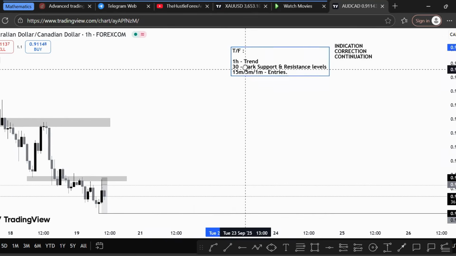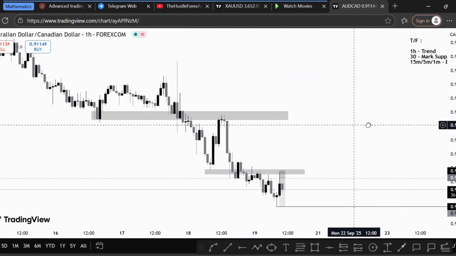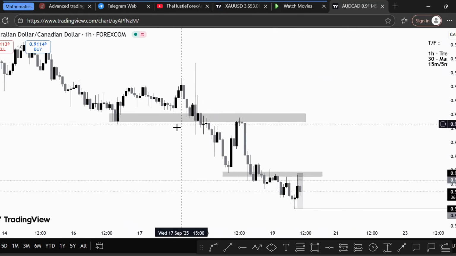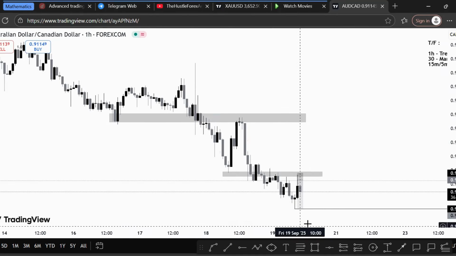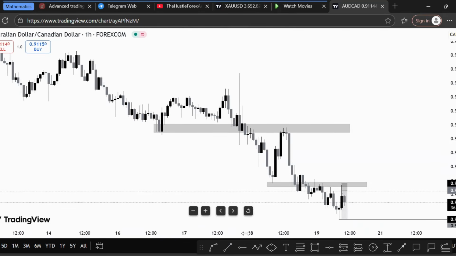So I want us to now jump on the chart so you can see it for yourself, right? So this is a 1 minute chart. This is the trade that I'm currently in. Australian dollar, Canadian dollar, AUD CAD. So I'm currently in this trade.